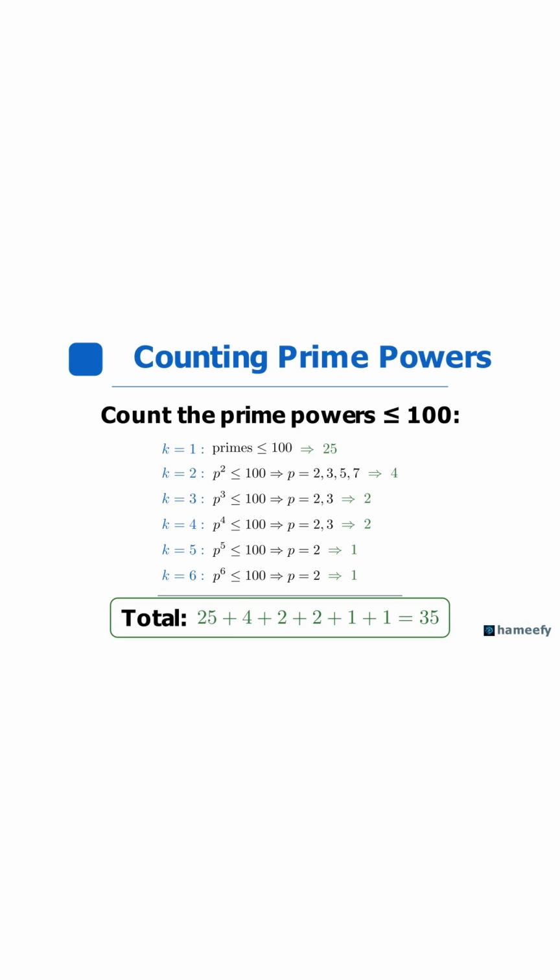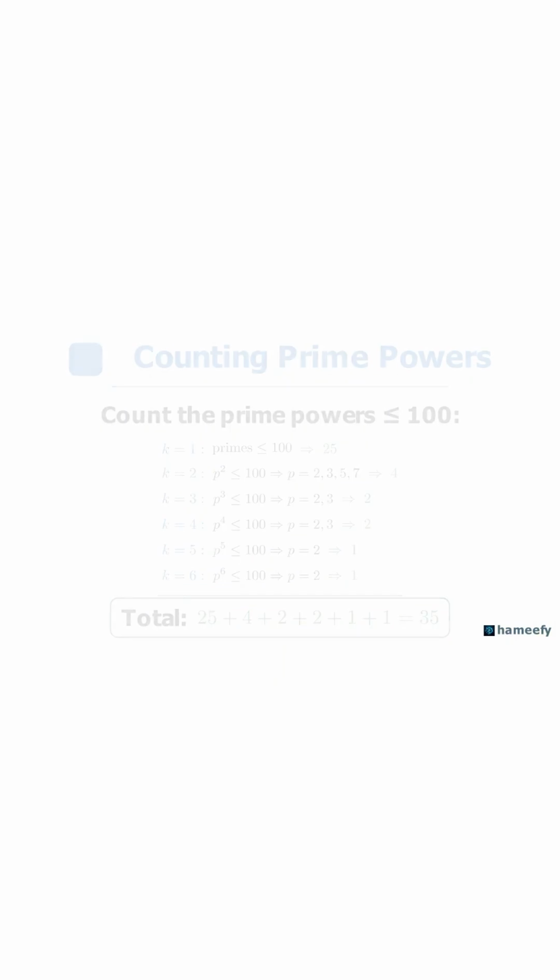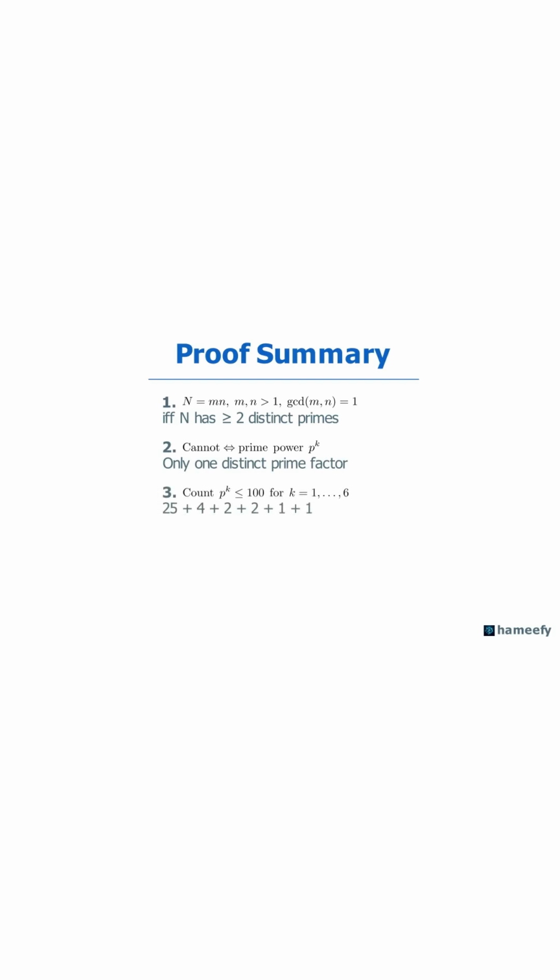Let us summarize the proof. First, n can be written as m times n with the coprime condition if and only if n has at least two distinct prime factors. Second, the numbers that cannot are exactly the prime powers. Third, counting prime powers up to 100 gives us 35. Therefore, the answer is 35. These are the 35 prime powers from 2 to 100.